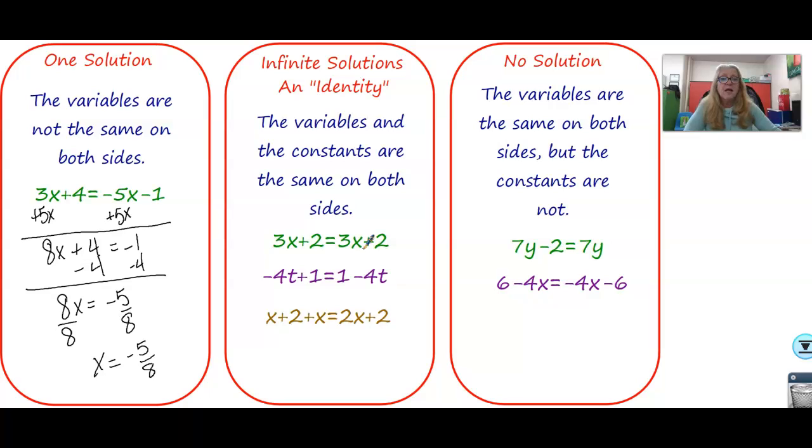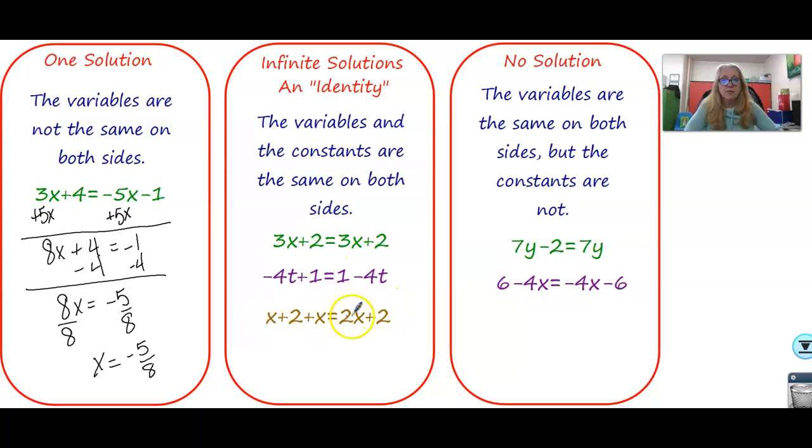All right? Now, sometimes they try to get tricky. Notice the second one here. This is also identical. Negative 4t here, negative 4t here, positive 1 here, positive 1 here. They don't have to be in the same order, all right? But they have to be mathematically equivalent, right?